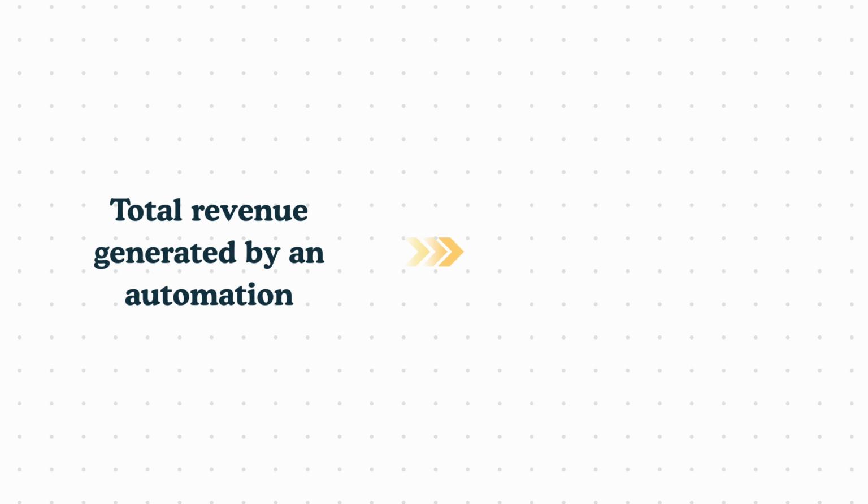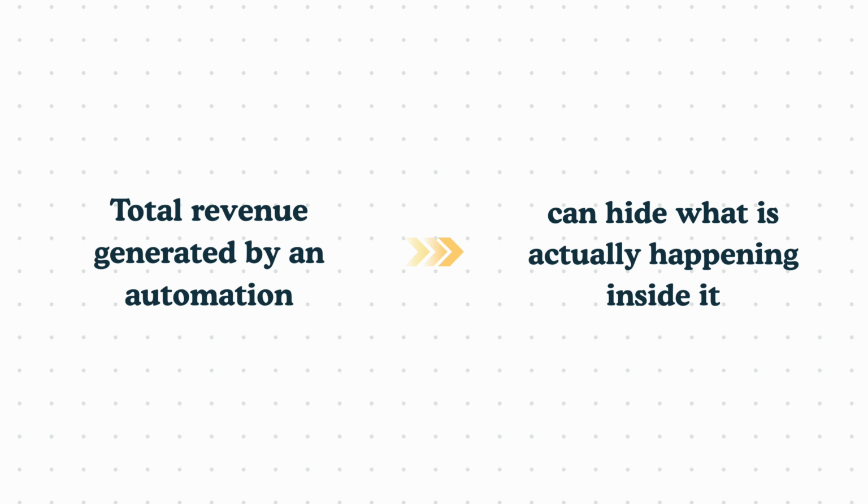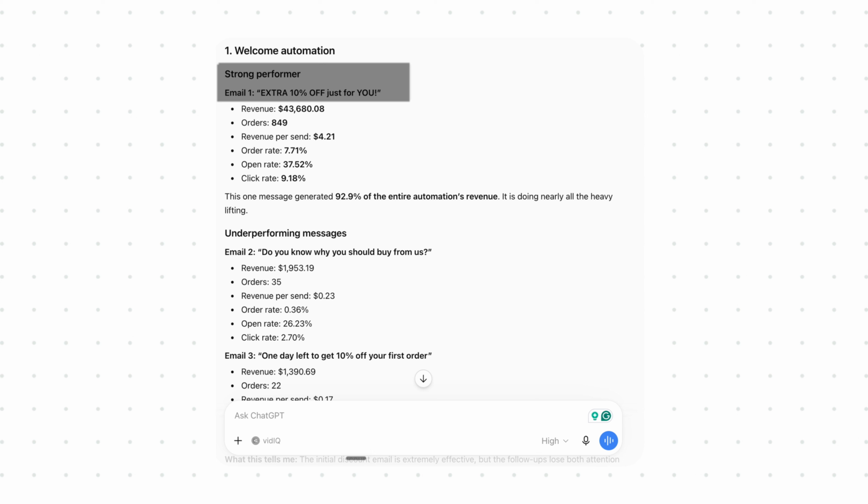Looking only at the total revenue generated by an automation might be hiding what's actually happening inside of it. For example, your welcome flow might be generating a lot of sales, but when you look deeply at it, you will notice that only the first email is performing well, while the remaining emails are not generating sales at all.